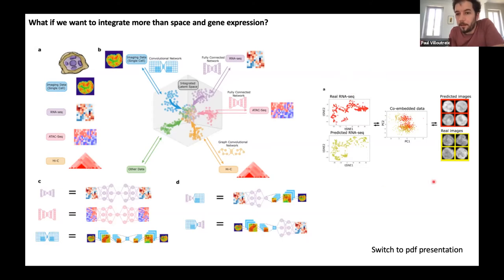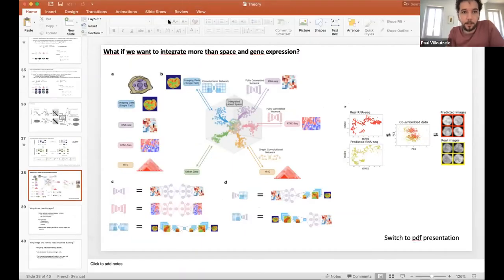So these are the results of the paper. If you have the distribution of the RNA sequencing data, you encode it into a latent space that is shown here with the principal component projection, and similar for the images. And you see that the points coming from transcriptomic and images overlap. And from that, you can predict images from the RNA sequencing data, and vice versa, from the real images, you can predict the RNA sequencing data. Okay, so I will switch, as said, to the PDF presentation to give you the technical details.